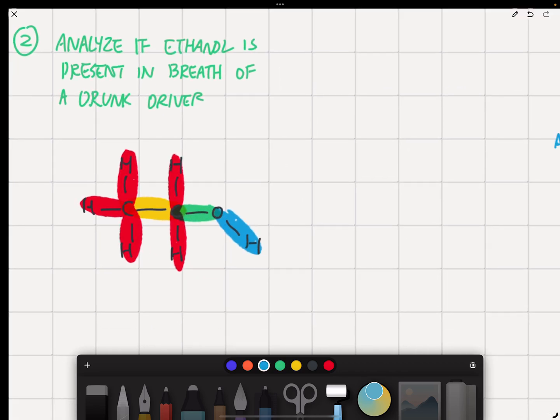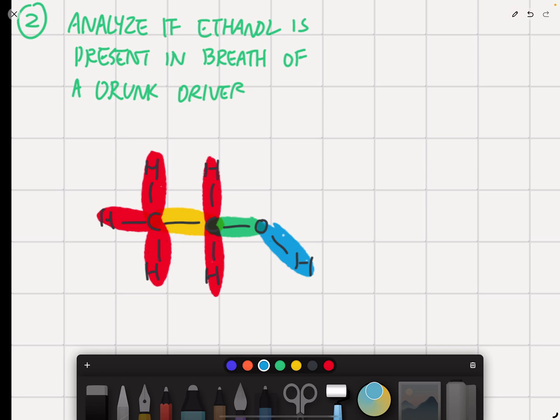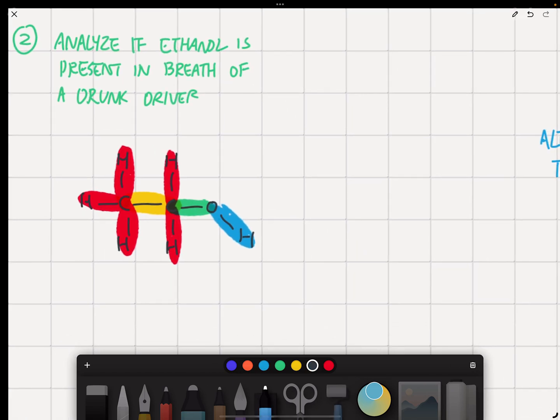But which of these bonds should we look for if we are to study if a drunk driver has ethanol in his breath? Well, a lot of students would say maybe it's the OH bond, because the functional group of ethanol is an OH group. But using the OH group as a way to identify if ethanol is present is a very bad idea, because you see in a person's breath, whether or not you're drunk, there will be water vapor.